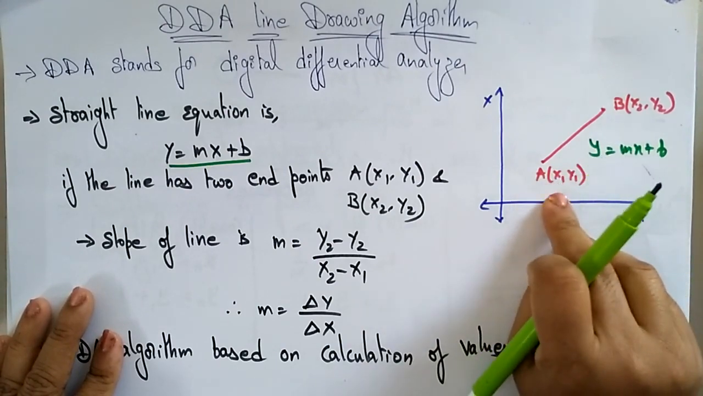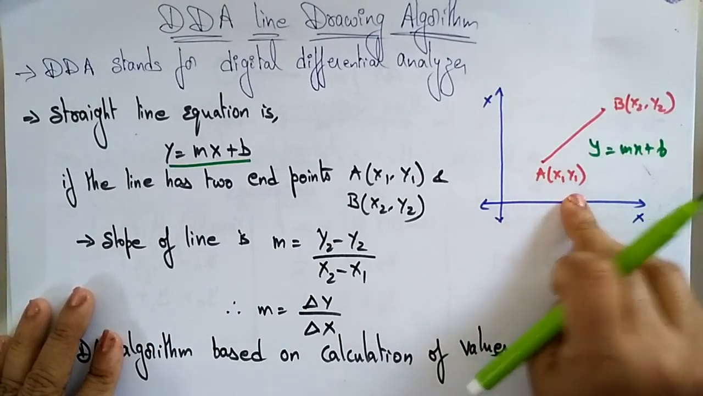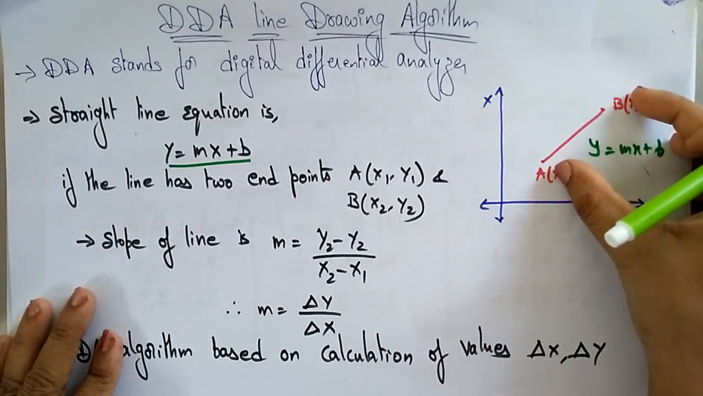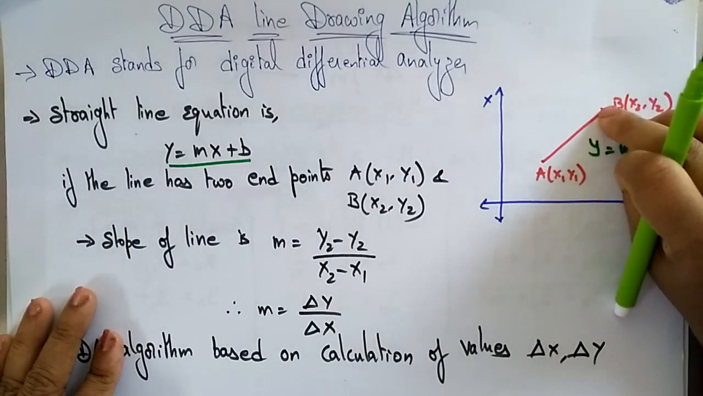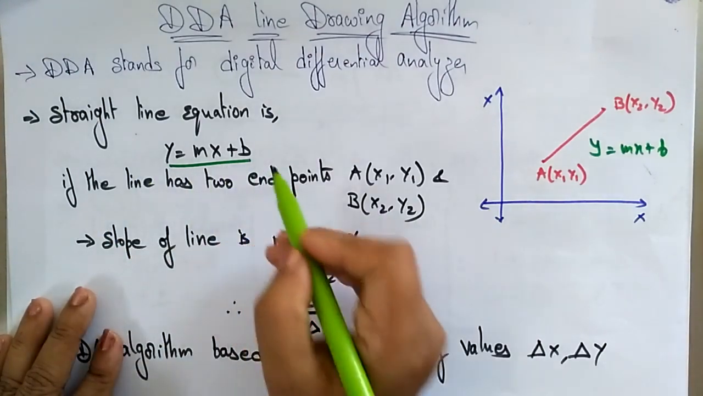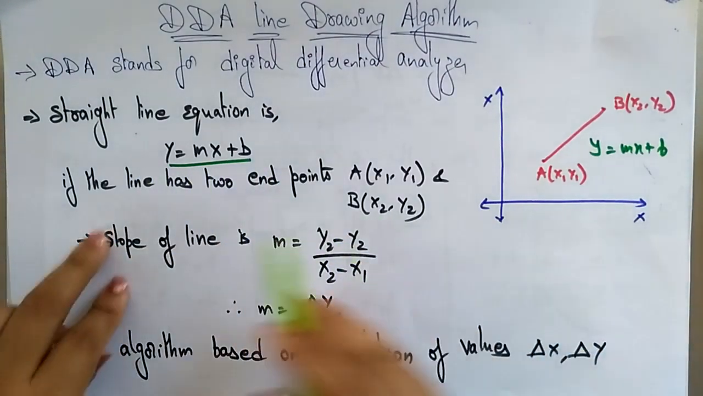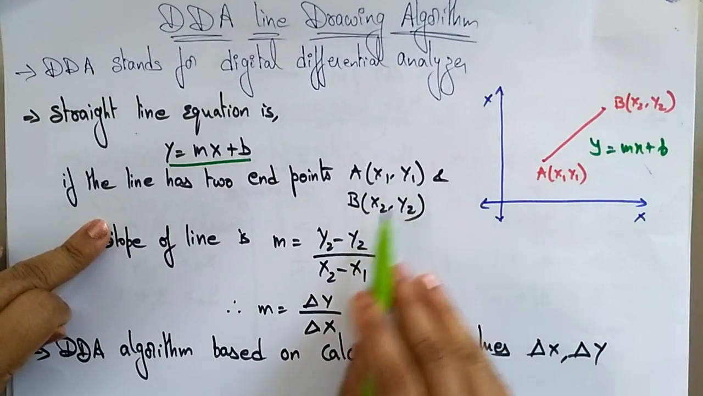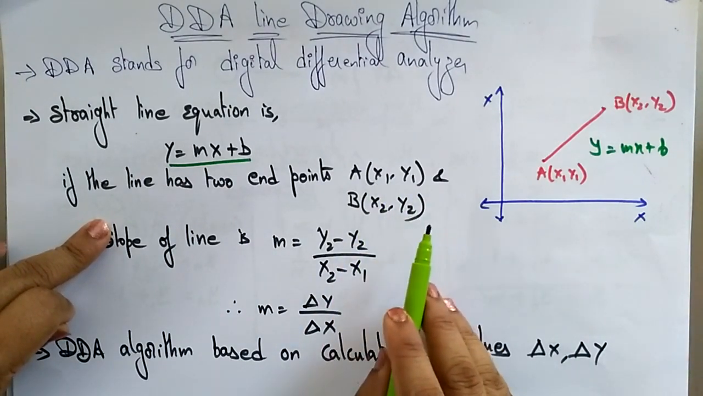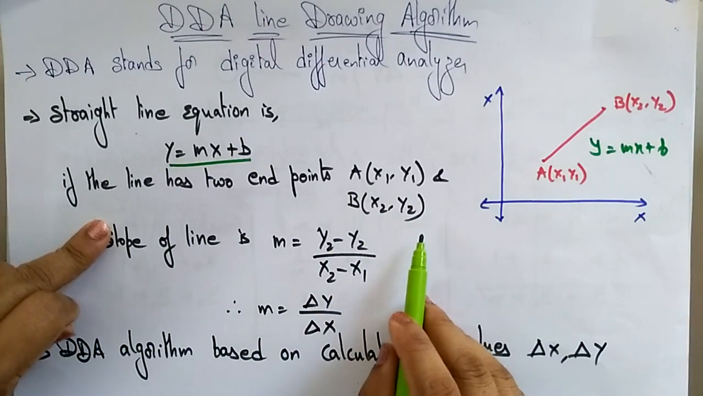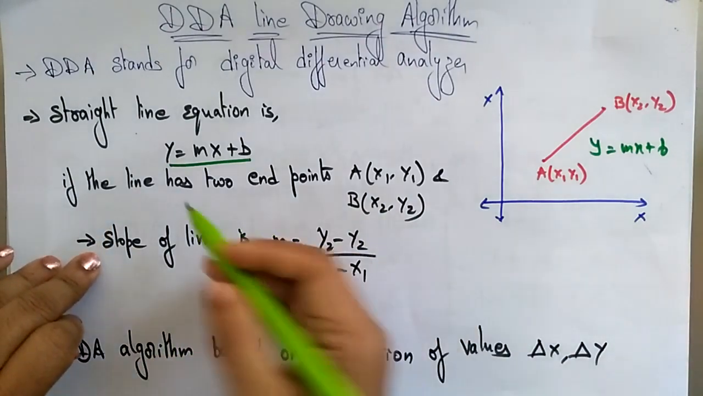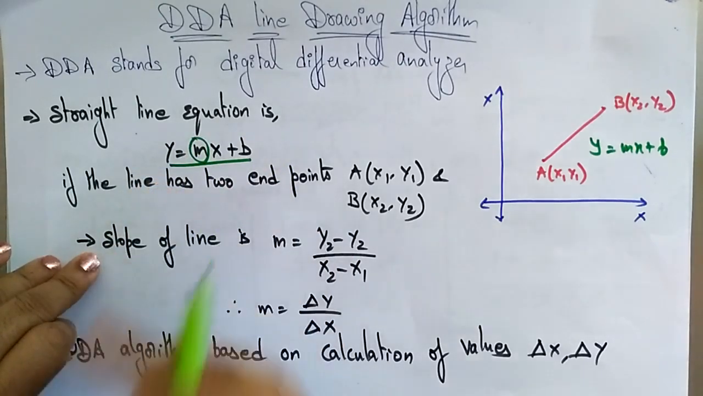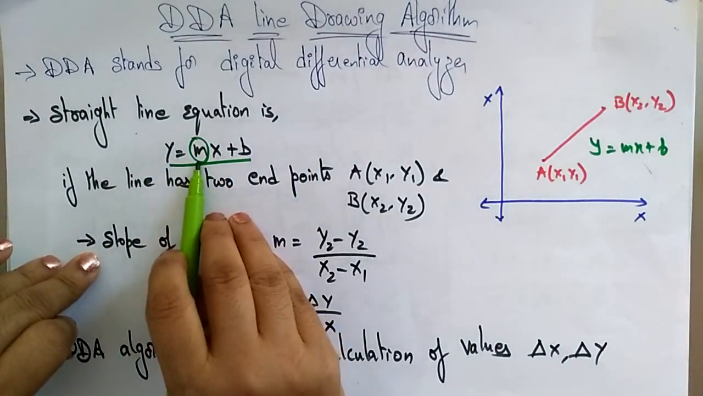This is a straight line with the starting point A, where x1, y1 are the coordinates, and x2, y2 are the other coordinates. With the help of these two coordinates, a line equation will be formed, that is y = mx + b. So if the line has two endpoints, A (x1, y1) and B (x2, y2), then here m is called the slope.